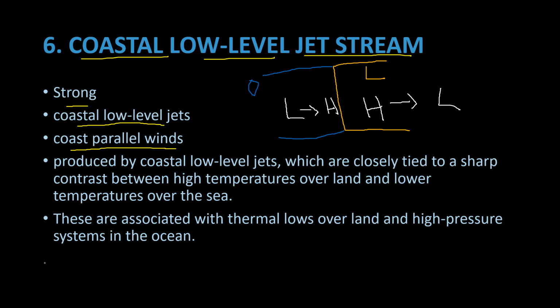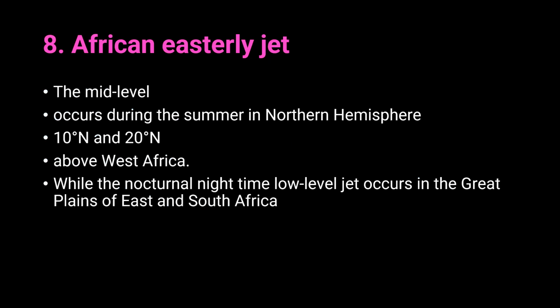These coastal low level jets are closely tied to a sharp contrast between high temperature over the land and lower temperature over the sea. They are associated with the thermal low over the land and a high pressure system over the ocean. Then the final one is the African easterly jet stream.